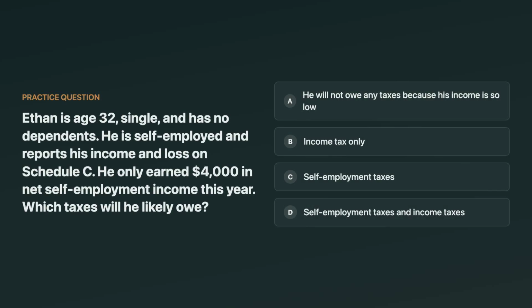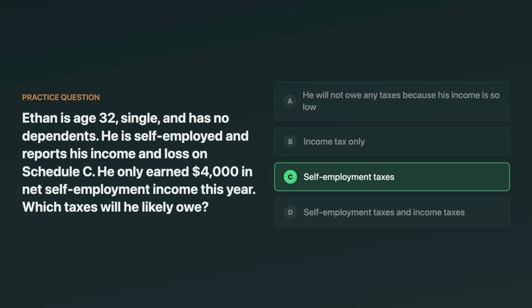Ethan is 32, single, no dependents. He's self-employed and files Schedule C. This year, he only has $4,000 of net self-employment income. Which taxes will he likely owe? The choices include no taxes because income is low, income tax only, self-employment taxes, or both self-employment and income taxes. Think about it.